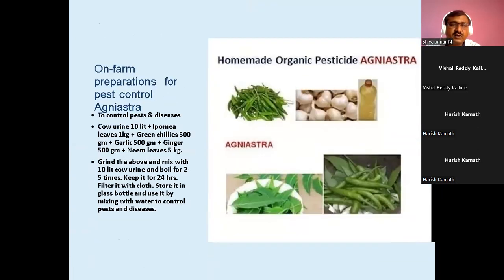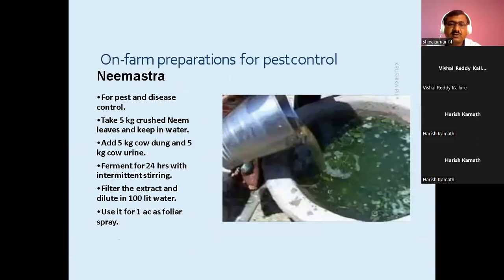And also Agni Astra. The procedure is almost the same; the contents are different, the usage is the same. Neem Astra: here also the procedure is like you have to take 5 kg neem leaves, water, then ferment it overnight. Then you add 5 kg cow dung and 5 kg cow urine. Mix them. Filter the extract. Then mix it in 100 liter water. Then use it for 1 acre. This is the common practice. You can use it without any difficulty.